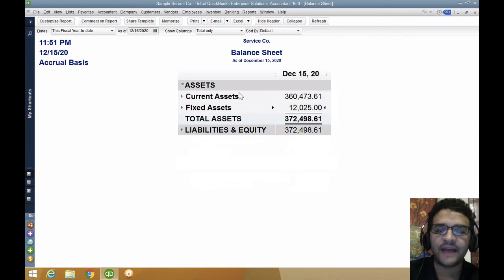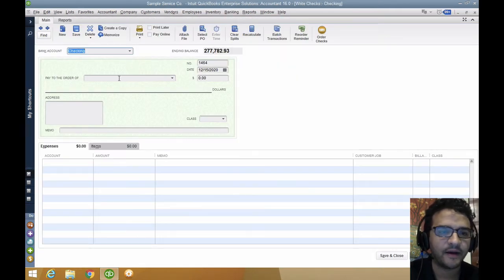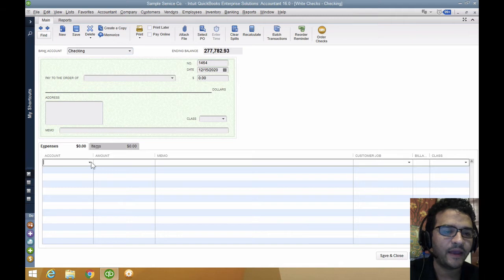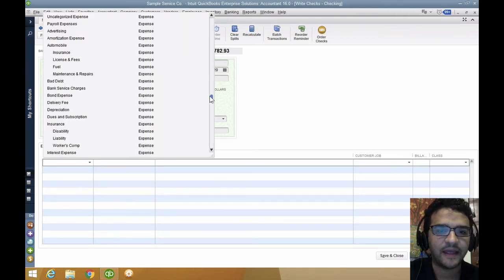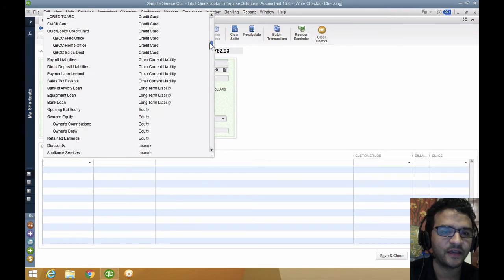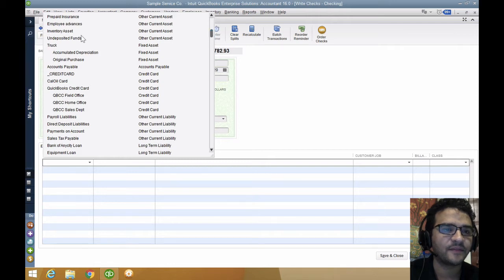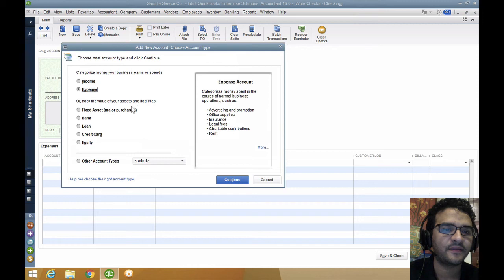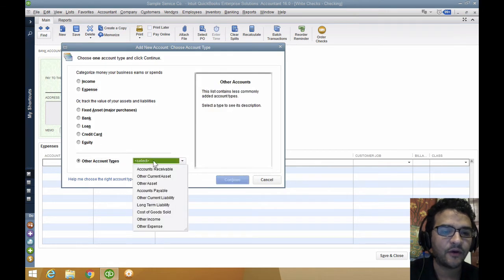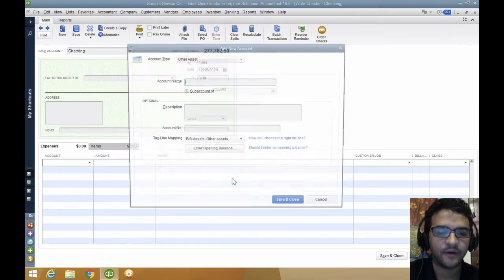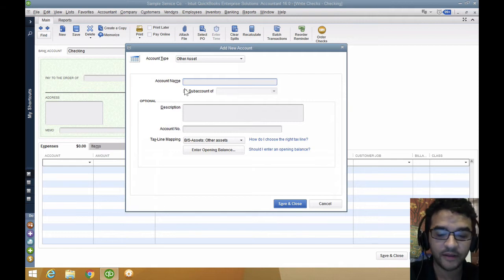We have our current assets, and then we also have our fixed assets. There's one more that's not showing here. Let me go ahead and just create a check real quick, and that way it accumulates something into that area of the balance sheet, and we can also see all three. So I should have something called an other asset. It's not created, so let me go ahead and create this, and I'm going to create an other asset category, and then we'll call this goodwill or something like that.